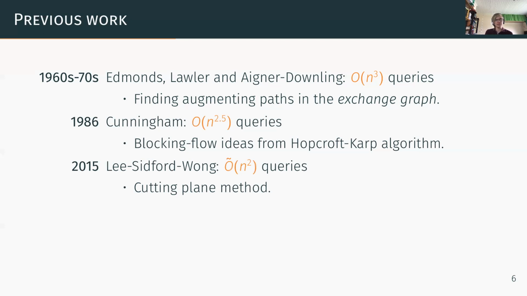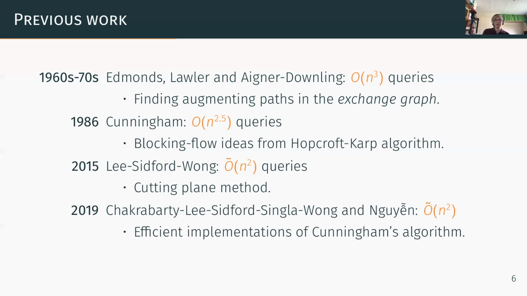So in 2015, Lee, Sidford, and Wang was the first one obtaining an n-squared query bound on matroid intersection. And how they do this is by a general cutting plane method for convex optimization problems. So this is no longer based on the augmenting paths algorithms like before.